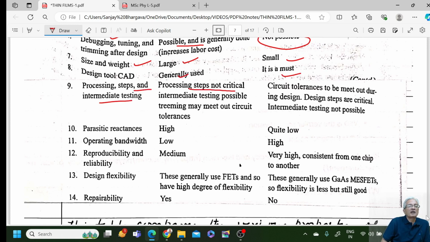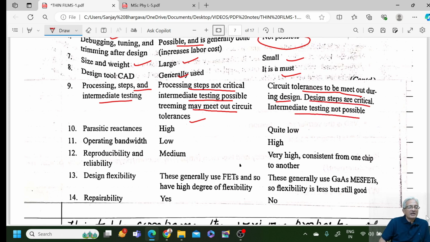Processing steps and intermediate testing. Processing steps not critical, intermediate testing possible. Trimming may meet out circuit tolerances. Circuit tolerances to be met out during circuit design. Design steps are very critical, intermediate testing is not possible.